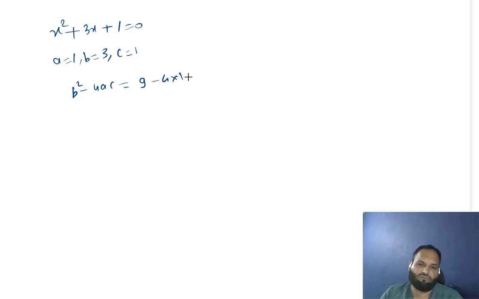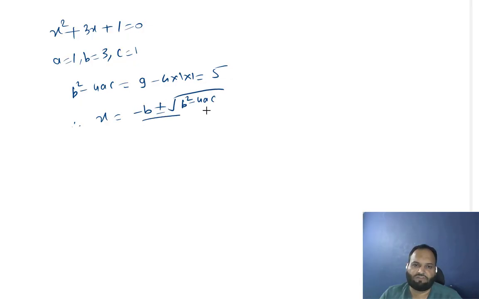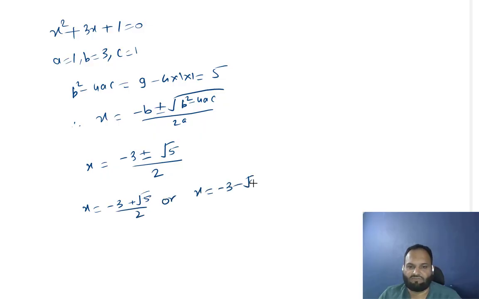And for some other example, if I say x square plus 3x plus 1 equal to 0. So then I will get a is equal to 1, b is equal to 3, c is equal to 1. b square minus 4ac is 9 minus 4 into 1 into 1, which is 5. So therefore we have x is equal to minus b plus minus the square root of b square minus 4ac upon 2a. So x is equal to negative 3 plus minus the square root of 5 divided by 2. So x is equal to negative 3 plus root 5 divided by 2, or x is equal to negative 3 minus root 5 upon 2.